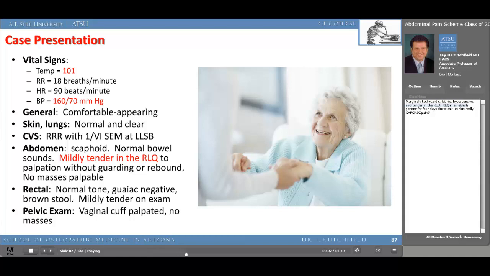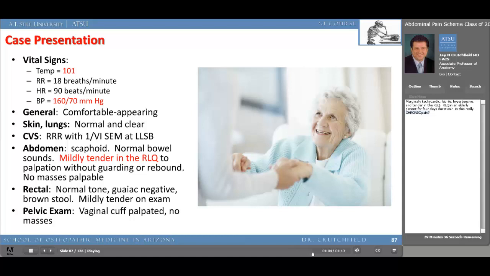Her white count is 9,000 with a left shift, 92% polymorphonuclear leukocytes and 8% lymphocytes, most consistent with bacterial infection, but the total white count isn't elevated. But remember, she's elderly. You don't always see an elevated white count in elderly patients who present with severe catastrophic abdominal emergencies. Her hemoglobin and her hematocrit are normal, and we're not given the MCV.